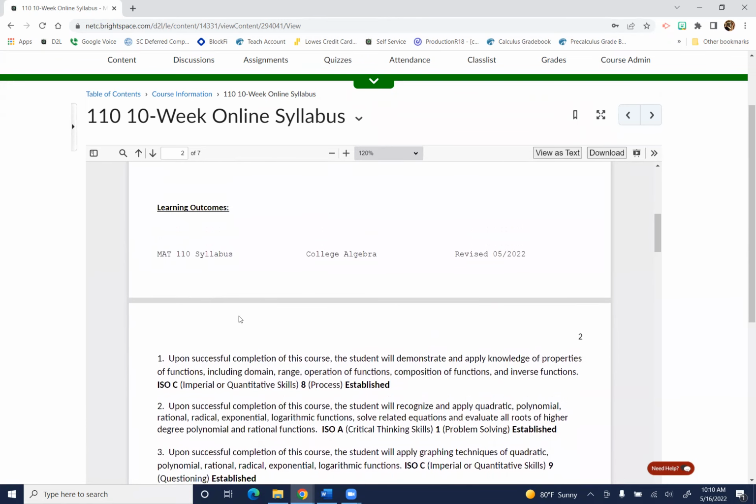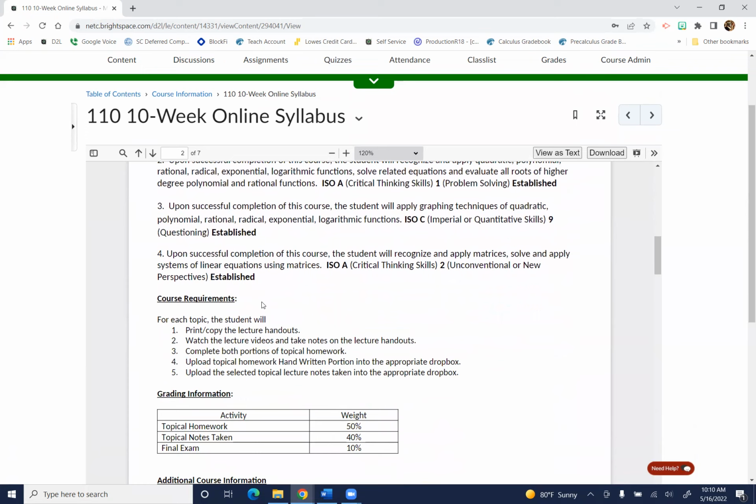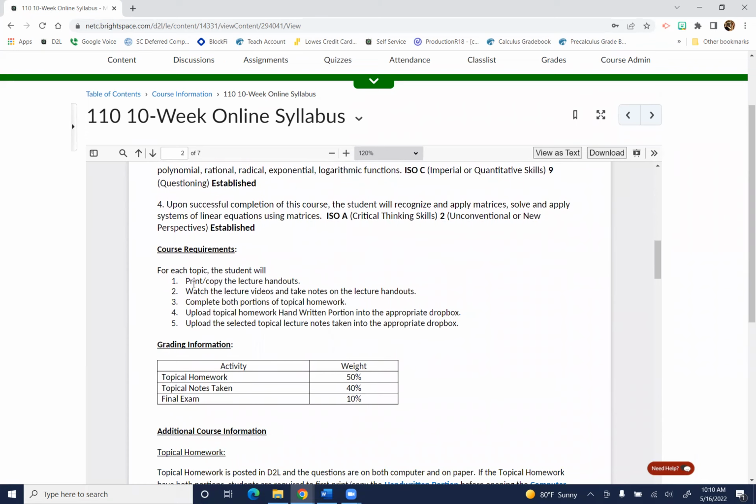All right, you can read over the learning outcomes for this class. So for each topic or each week, basically what you do, like I mentioned earlier, is copy or print the lecture handouts first. Watch the lecture videos and take notes on the handout you just printed.